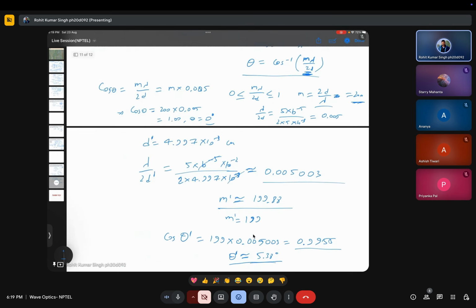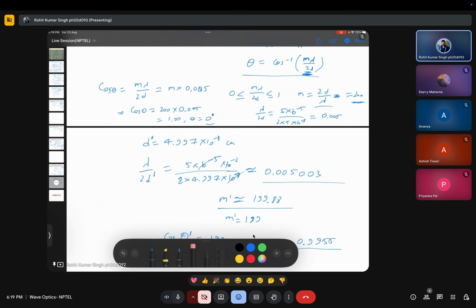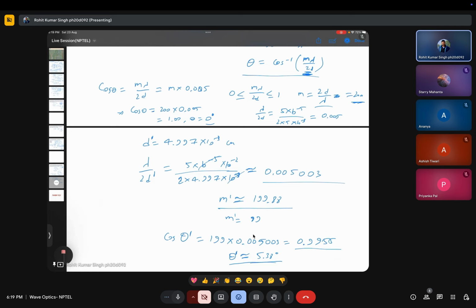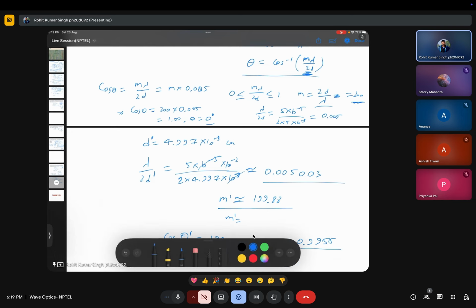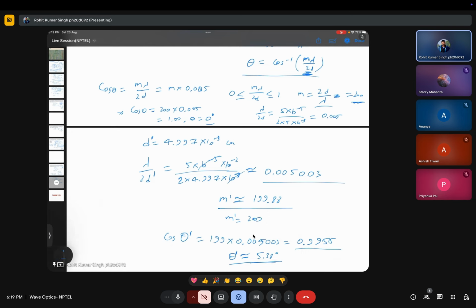Sorry, also I think for this one the order should be the same, right? Order will be 200 because 199.88 should round off to 200. Yeah, so now the 200 order fringe is at 5.38 degree.